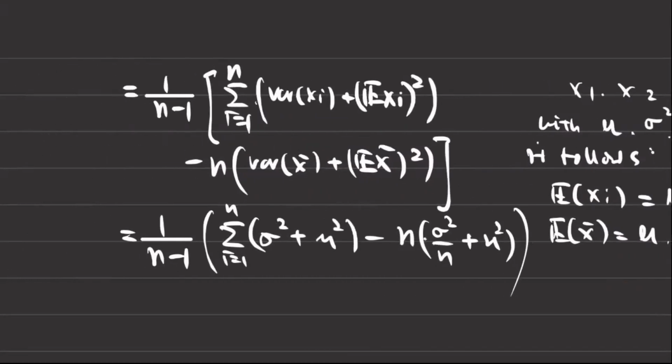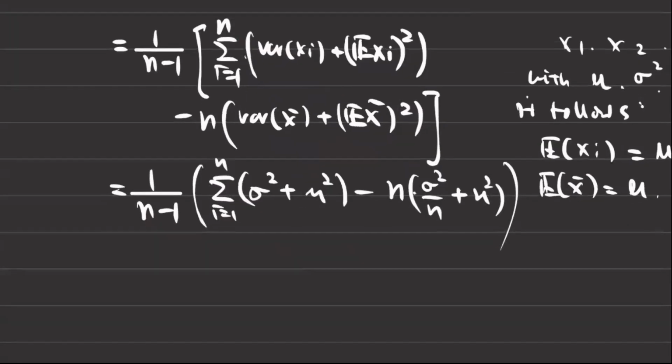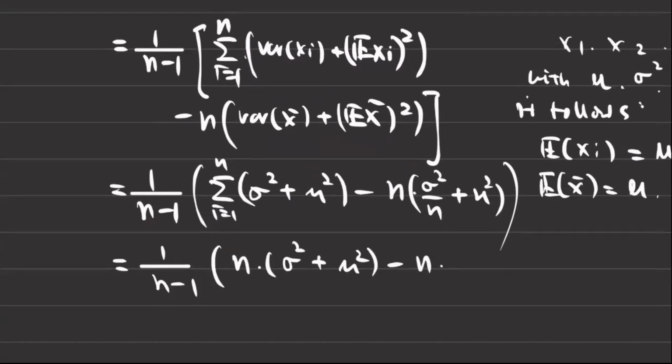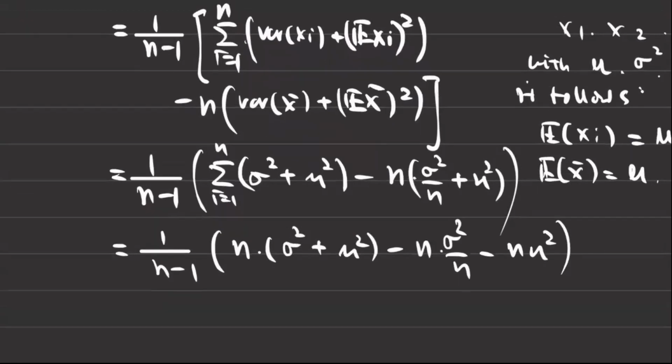So then we are coming down to one final step. And now watch carefully. There's no i here, right? There's no i here. So this term, we can replace that simply with a factor of n. So that gives us 1 over n minus 1 parenthesis n times sigma squared plus mu squared, n times sigma squared over n, subtract n mu squared.